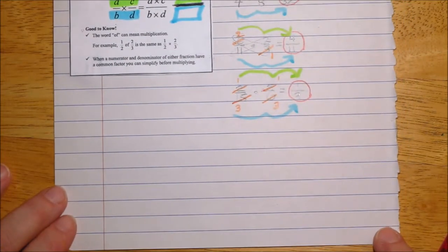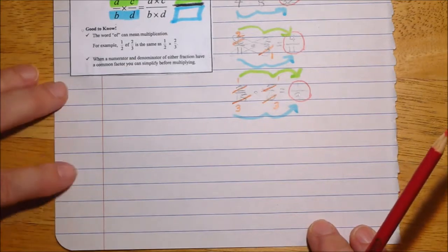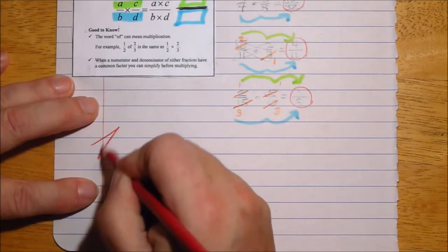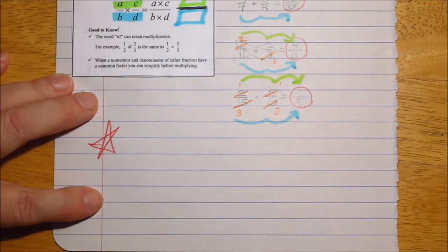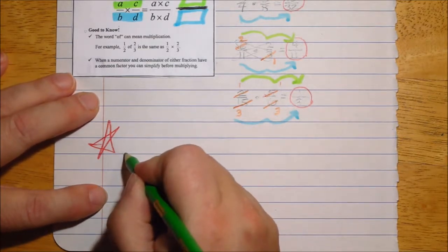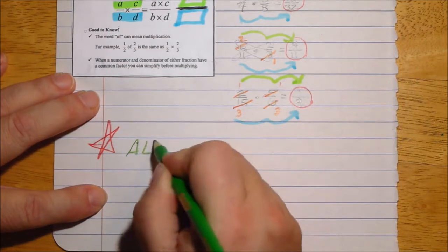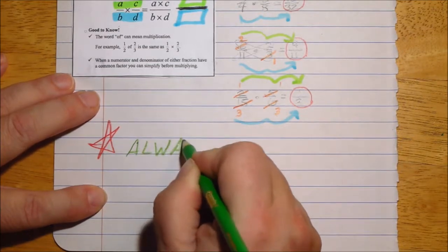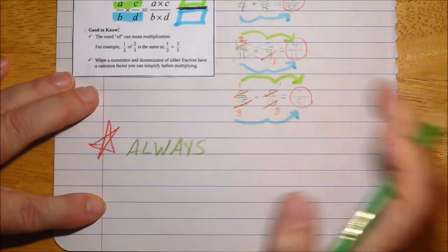So let's make ourselves a couple of notes here down at the bottom of the page. So with a big red star here, a couple of notes. I'm going to get my light green pencil, and in capital letters I'm going to write always, always.